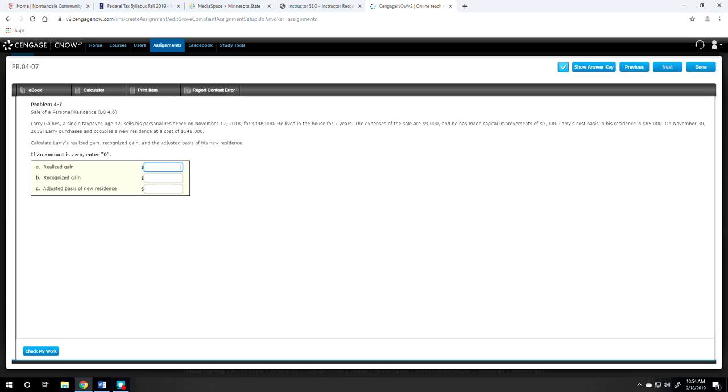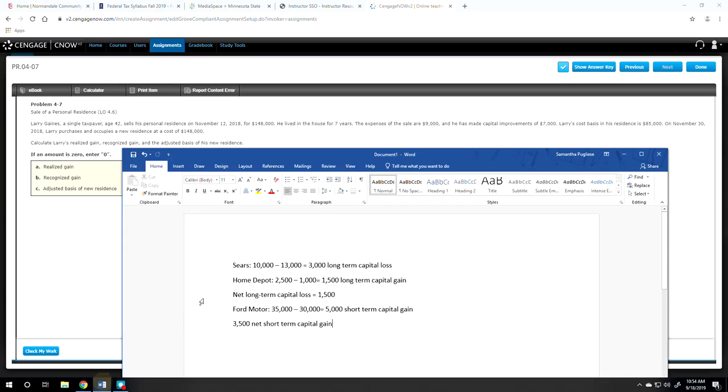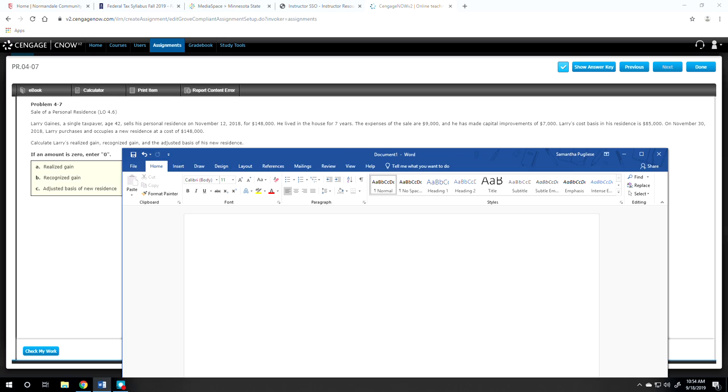Okay, so let's look at our realized gain. I want to pull up my little paper here. So let's calculate the realized gain. So what did he sell it for? He sold it for $148,000. And let's see what we can subtract from that. The expenses of the sale are $9,000. We get to deduct that because it cost us money, or it cost him money to sell this house.